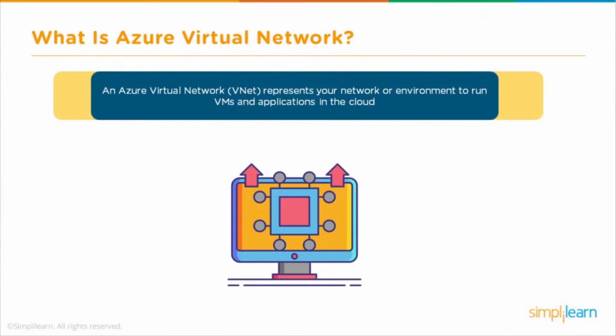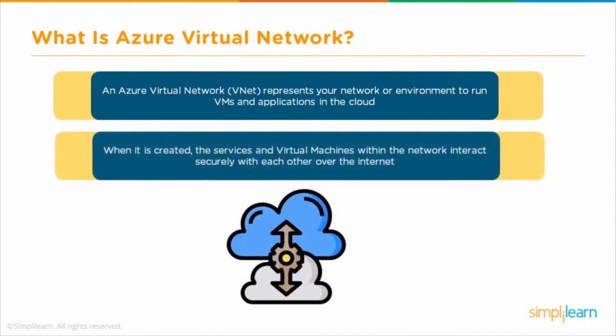So first of all, let's understand what Azure Virtual Network is. An Azure VNet, or virtual network, represents your network or environment to run VMs and applications in the cloud. When it is created, the services and virtual machines within the network interact securely with each other over the internet. You can consider a virtual network as a virtual cloud, a cloud space virtually assigned to the users or to the organization, which they can dedicatedly use for their purpose.